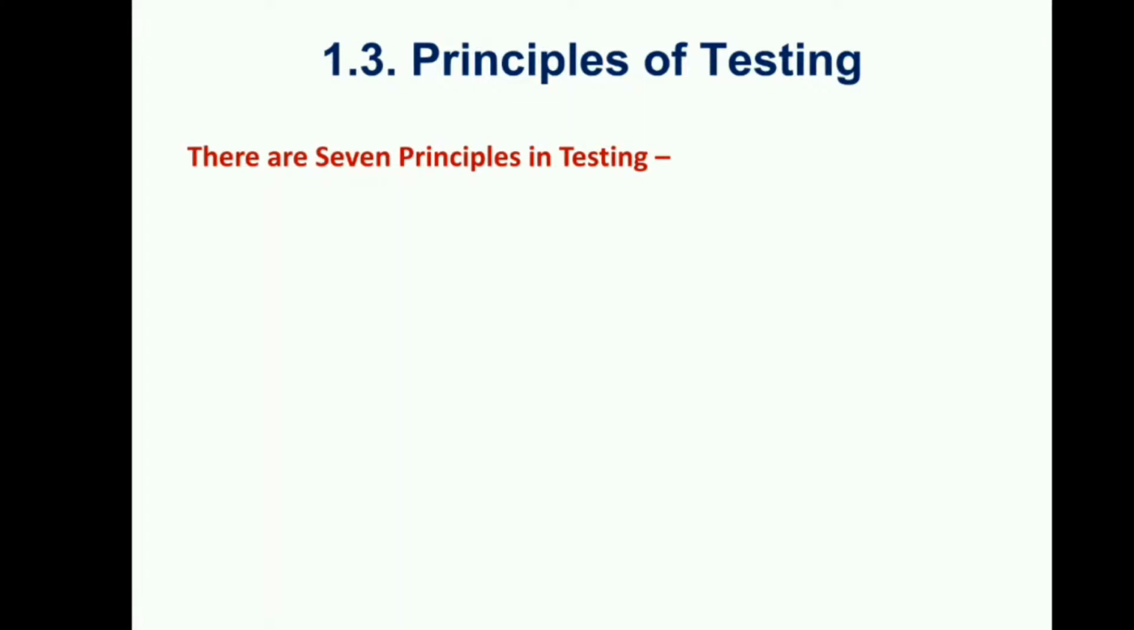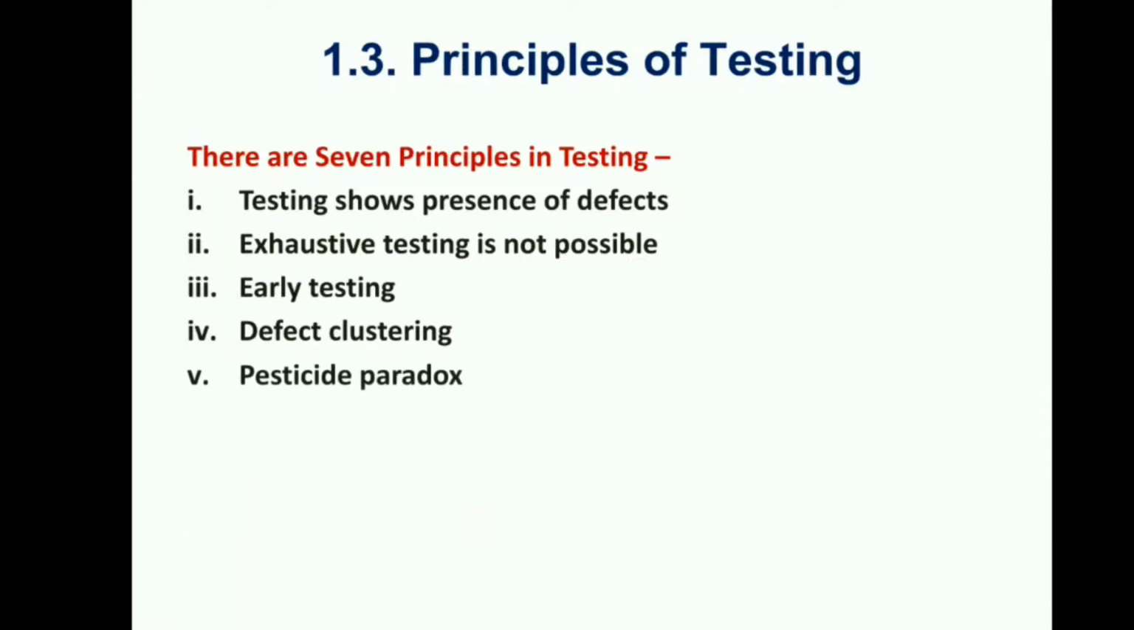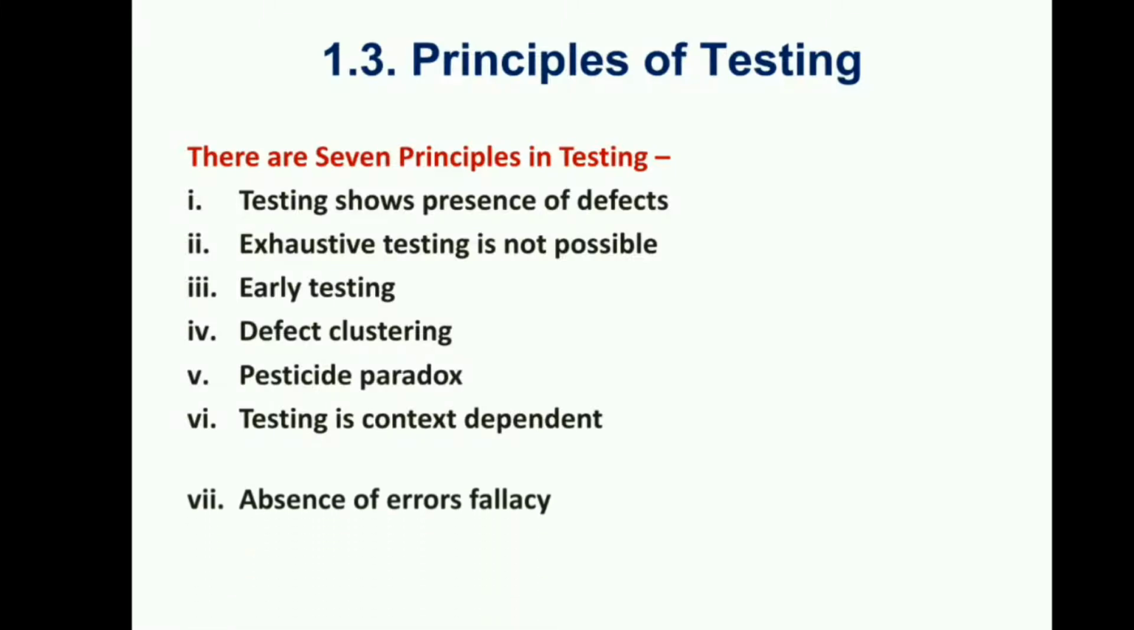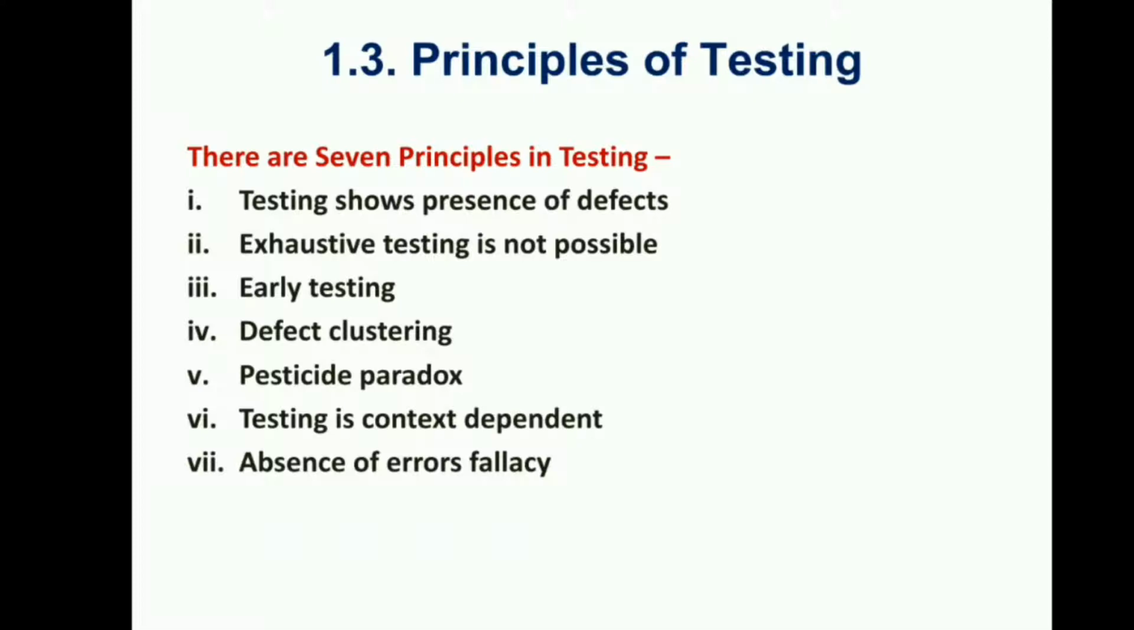All right. So there are 7 principles in testing, and principles of testing is an important concept that you should have. Testing shows the presence of defects. Exhaustive testing is not at all possible. Early testing. Defect clustering. Pesticide paradox. Testing is context dependent. Absence of errors fallacy. All right. These are the only 7 principles that you are going to see.